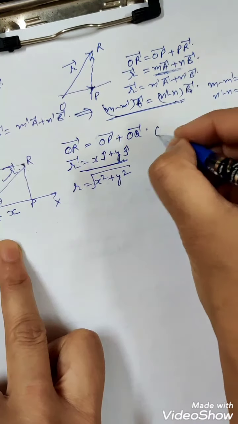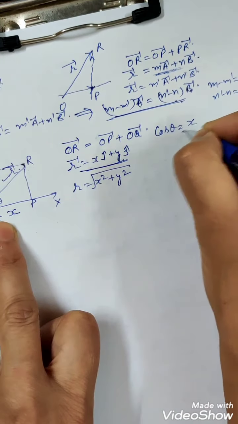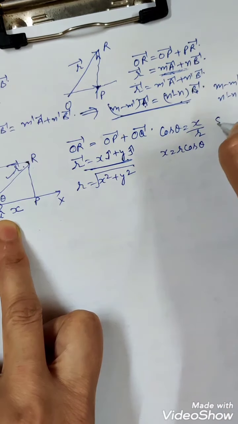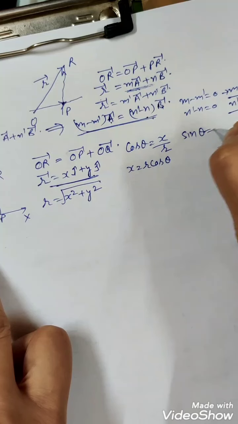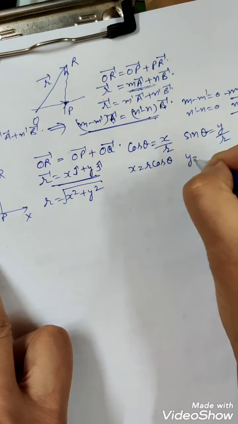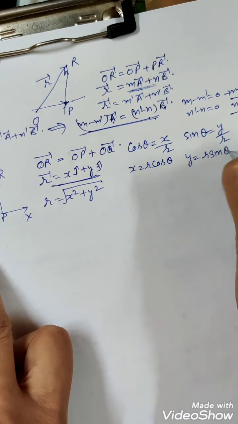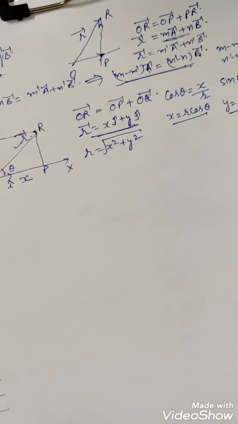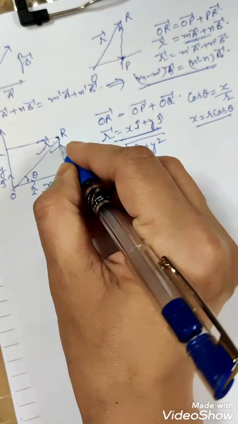What is the cos theta here? X upon r, so x is r cos theta, and sin theta is y upon r, so y is r sin theta. These are called the rectangular components of the vector. If we have any vector, this is the position vector.